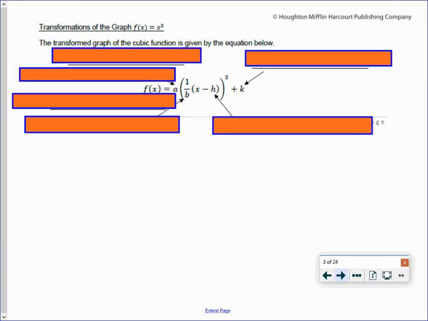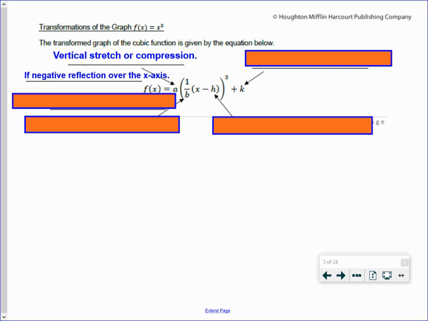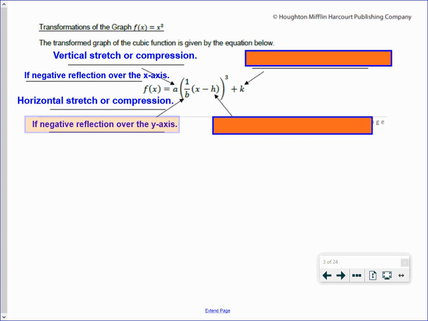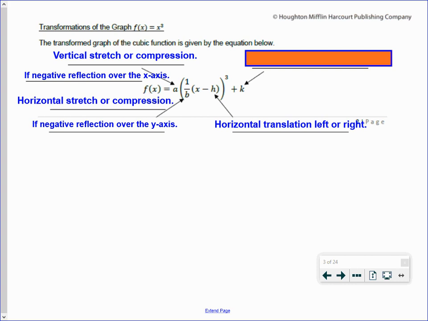Let's keep going. Now the transformations of the graph f of x equals x cubed. Our a value tells us that it's a vertical stretch or compression. It also tells us if it's reflecting over the x-axis or not. Our b value is a horizontal stretch or compression, and it also tells us if we're reflecting over the y-axis or not. Our h term is a horizontal translation, left or right, and our k is a vertical translation, up or down.